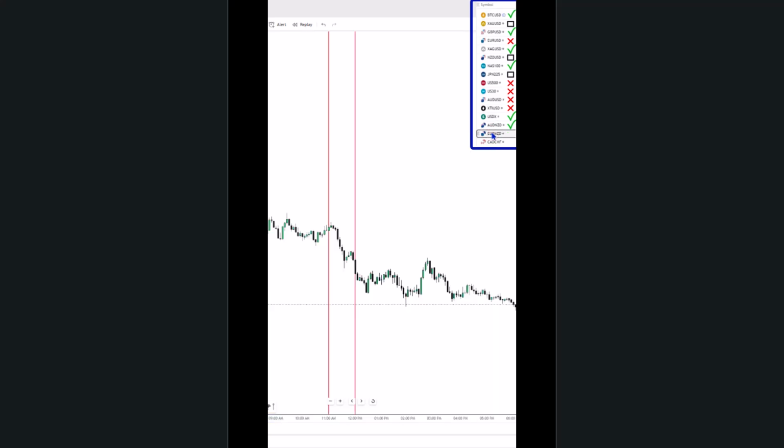Now let's look at Euro NZD. Euro NZD, no trade today. As you can see, it did not give a sell, neither did it give a buy. So no trade for the day.